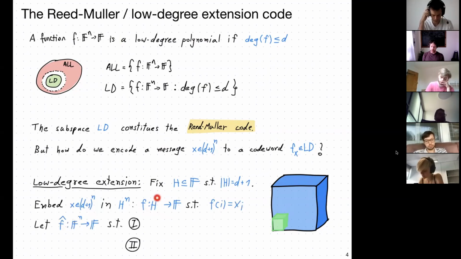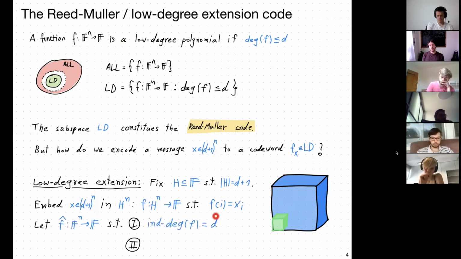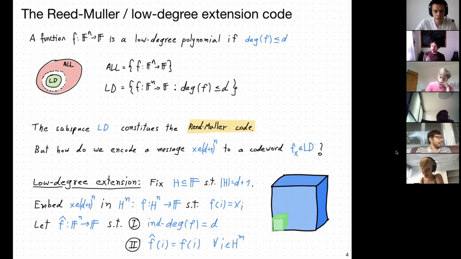Notice that I extended the domain from H to the n to F to the n, such that two conditions hold. The first one is that the individual degree is at most d, and the second condition is that on the hypercube, on the green hypercube, this polynomial takes the same values as the function that we started with. Now, regarding the size of the encoding, I see the question in the chat, and it is not exponential in the domain. Well, it depends on the setting of parameters, but let me try to convince you that in one setting of parameters it is not exponential.